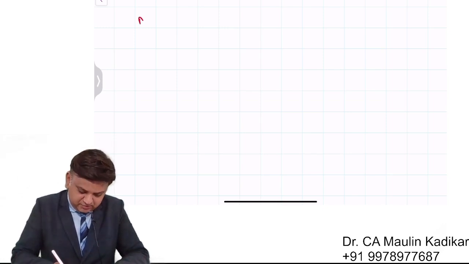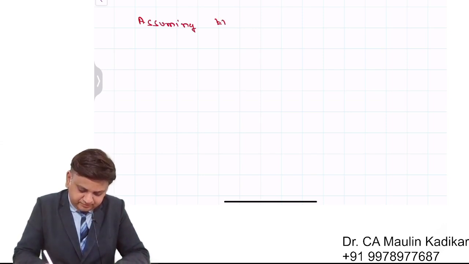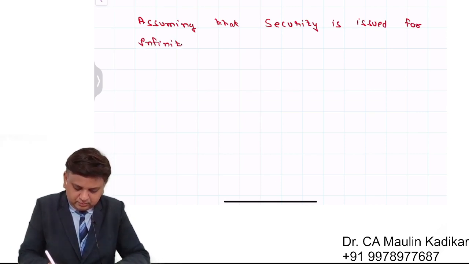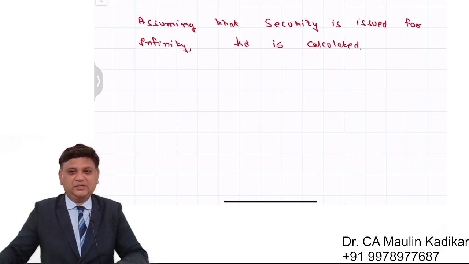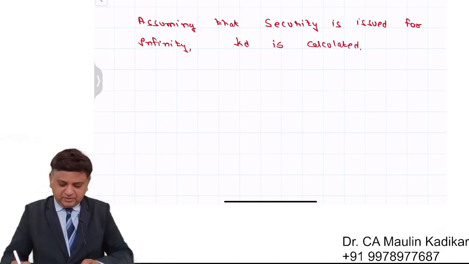Read an answer. Assuming that security is issued for infinity, comma, KD is calculated. That is what we understand. I request all of you to pay attention.